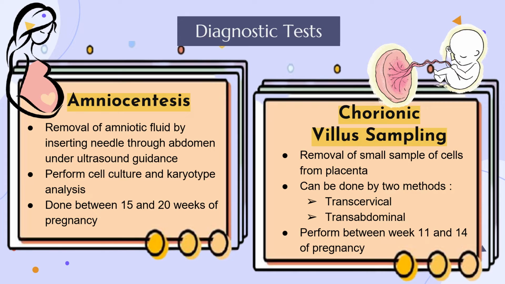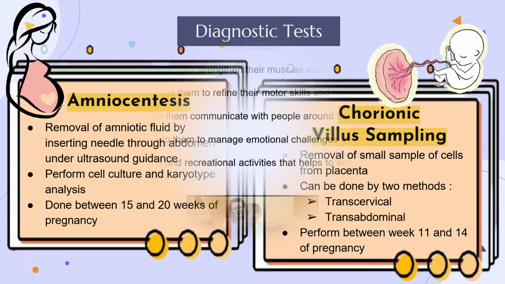Lastly, chorionic villus sampling, which is removal of small samples of cells from the placenta. It can be done in 2 ways, which are transcervical and transabdominal. This test can be performed between week 11 to 14 of pregnancy.